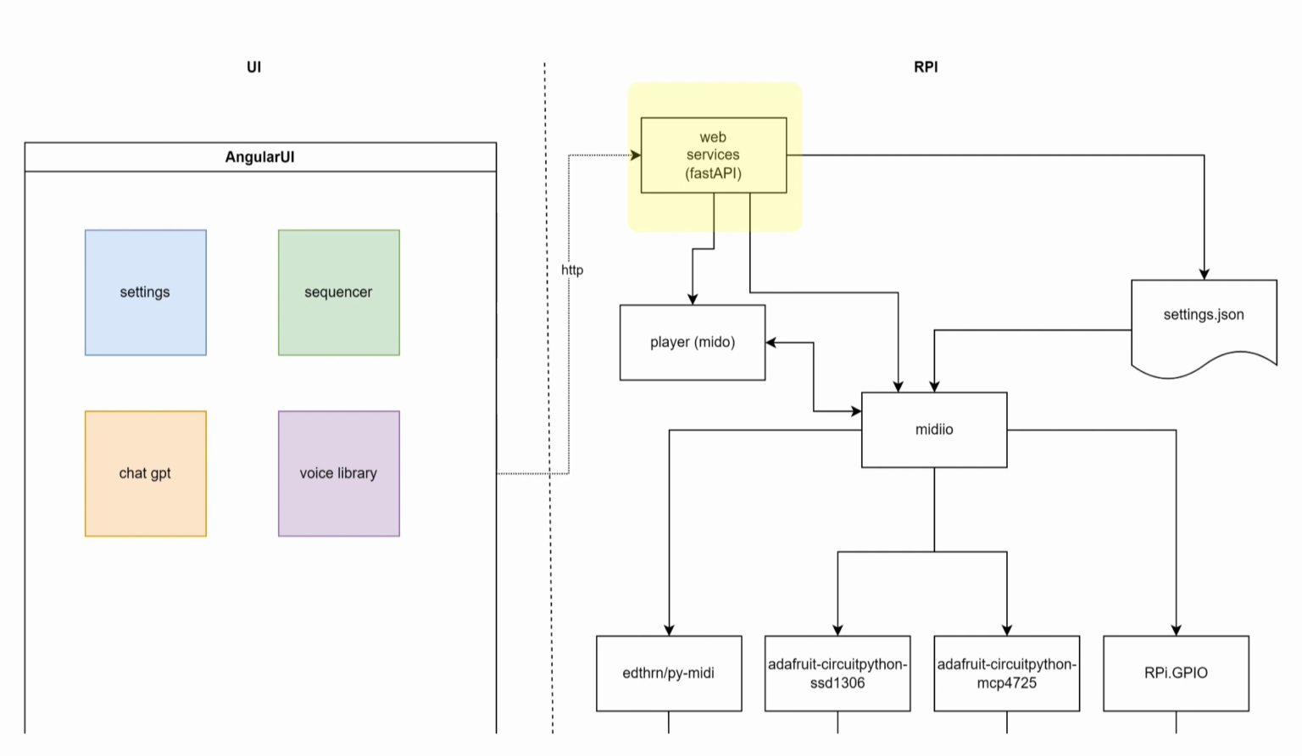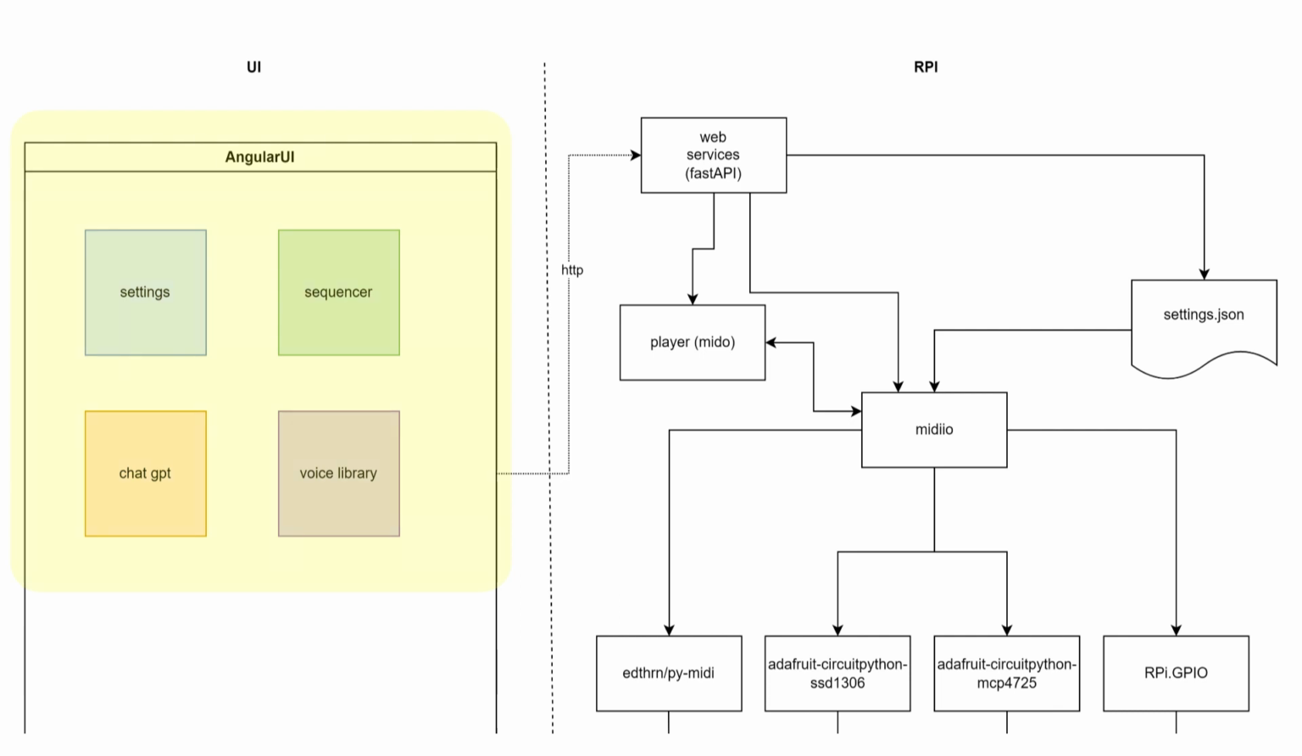Then also on the pimidi board, I'm going to create web services. I'm thinking of using fastAPI for that. Before I've used things like Flask, but I think fastAPI might be better as it better supports async type operations. And they'll do things like talk to midiio as well as update the settings.